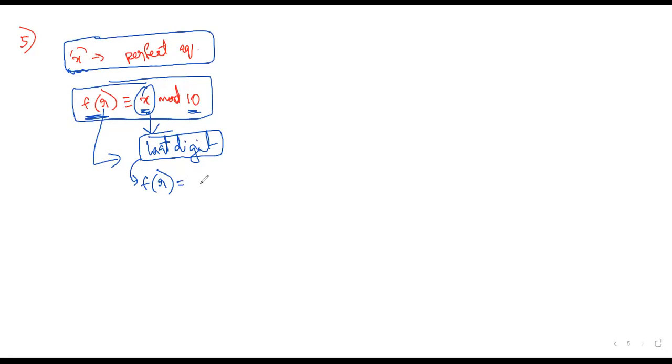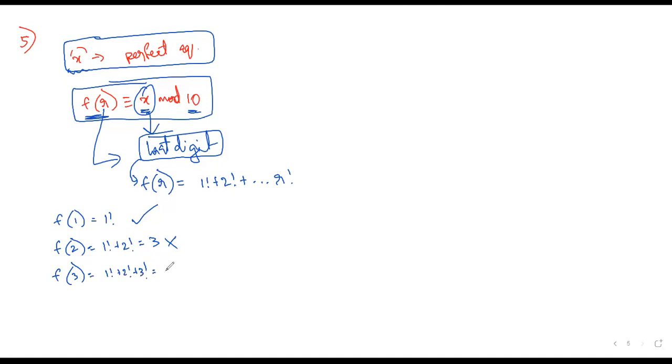Now, what is f of r? F of r, as I said, is 1 factorial plus 2 factorial, dot dot dot, till r factorial. Now, how is it possible that the last digit can be a perfect square? For that, you just need to see a few values. For example, f of 1, 1 factorial. Yes, this is a solution. F of 2, 1 factorial plus 2 factorial, which is equal to 3. No, this is not a solution. F of 3, 1 factorial plus 2 factorial plus 3 factorial, 3 plus 9.